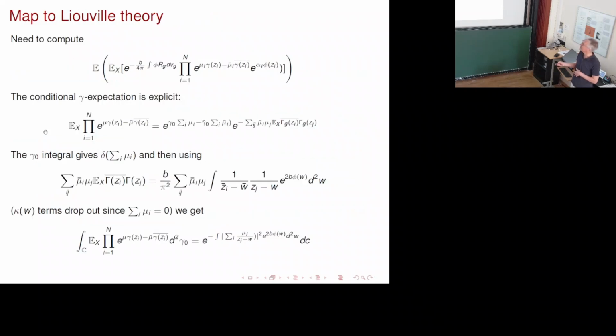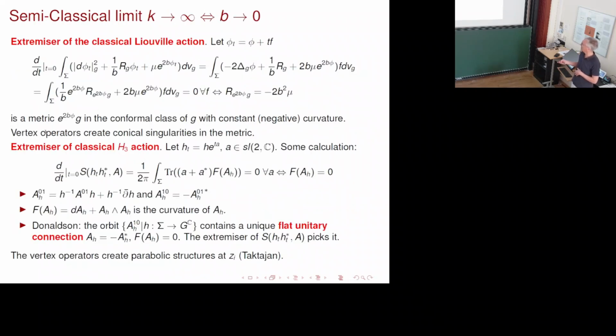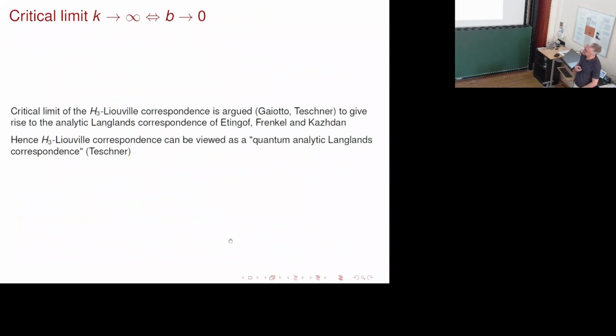So somehow these two pictures are part of the same story, because, of course, if I take the k going to infinity, b going to 0 limit on the Liouville side, I would end up solving classical equations. And there is even more. The vertex operator creates the conical singularities here. The vertex operators here create something which is called parabolic structures at the points. It was studied by Dr. Super nice picture. There's an even nicer picture supposedly here.